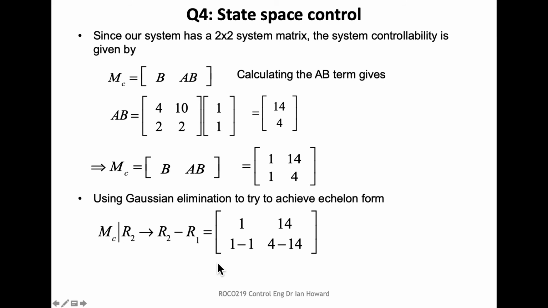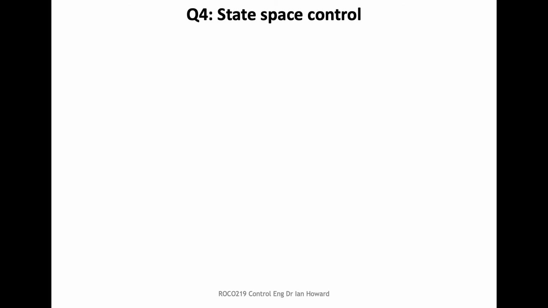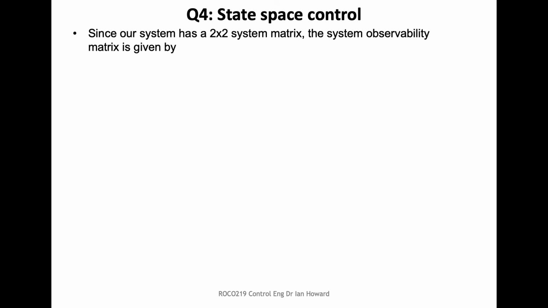So what we do is we say we want the new row 2 to be the row 2 we've got now, take away row 1, because then we have a 1 minus a 1, and we've got a 4 minus a 14, and that's what we're doing here. So we calculate this, and we end up with 1, 14, 0, minus 10. And as you can see, we've got echelon form, there's a 0 here, but this row does have a value in it. So it's not a null row, therefore we have a rank 2 matrix, and therefore the system is controllable. Let's now look at observability.